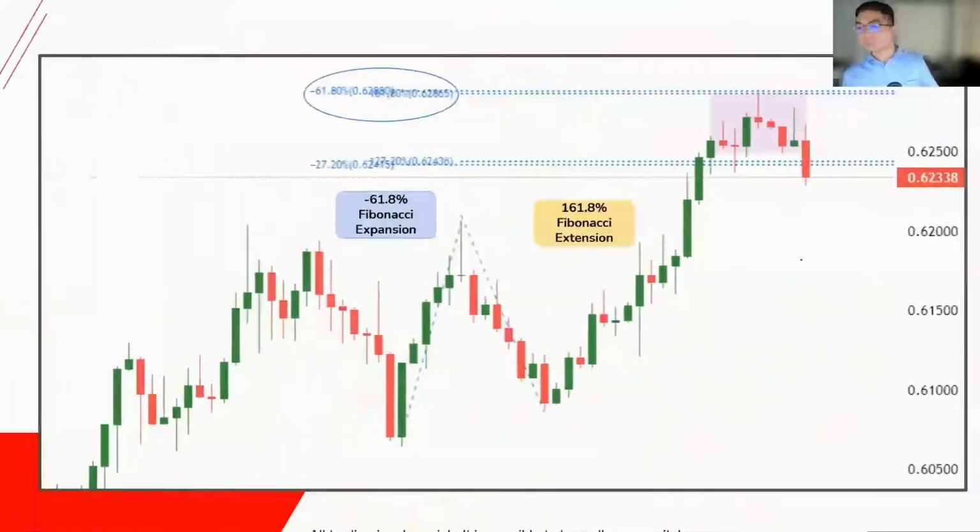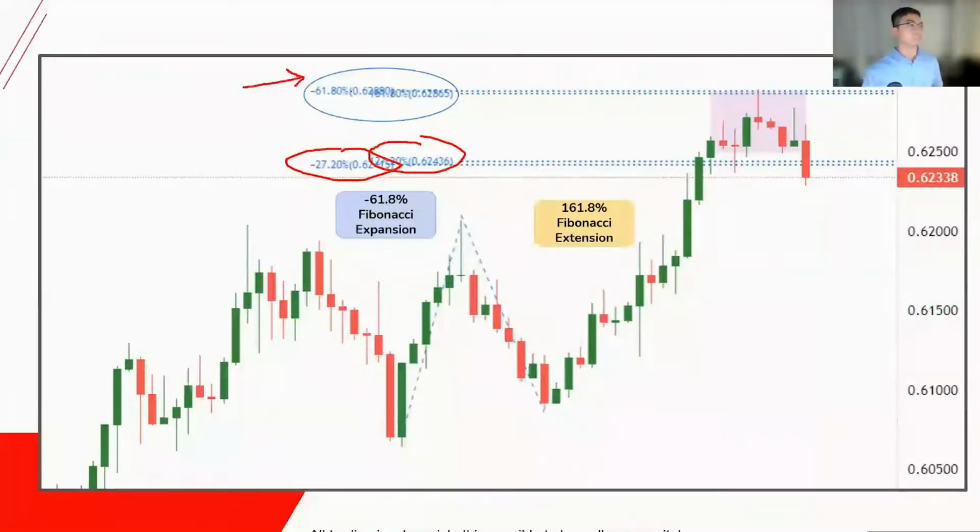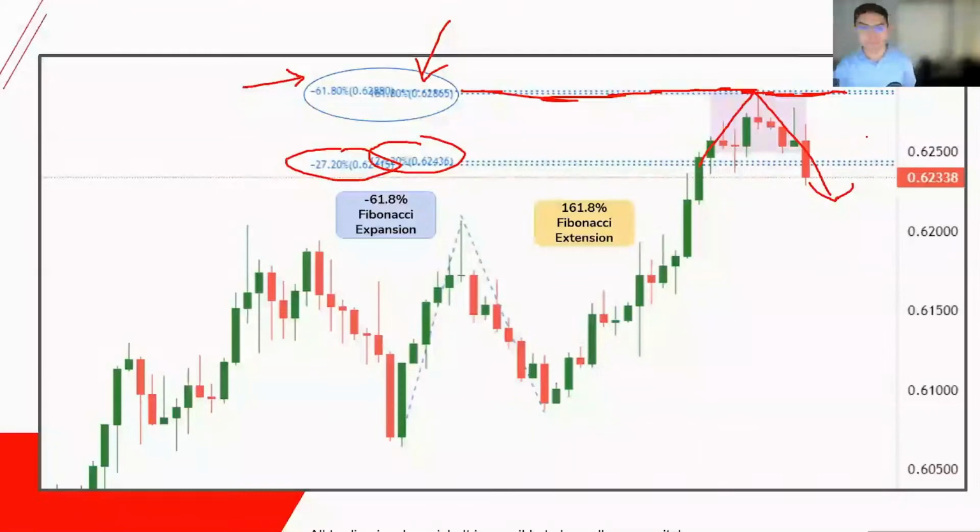All right, for this example, price broke through the negative 127.2% and the negative 27.2%. And then price went towards the negative 61.8% Fibonacci expansion and towards the 161.8% Fibonacci extension. Price then tapped and reversed back down. So that area actually gives us a pretty strong confluence area where price can possibly reverse.